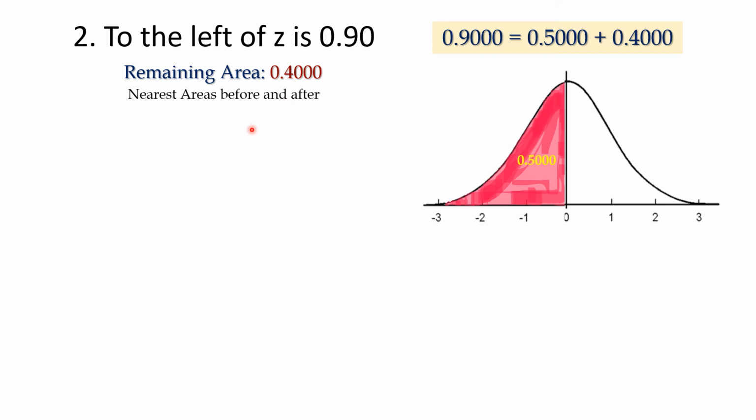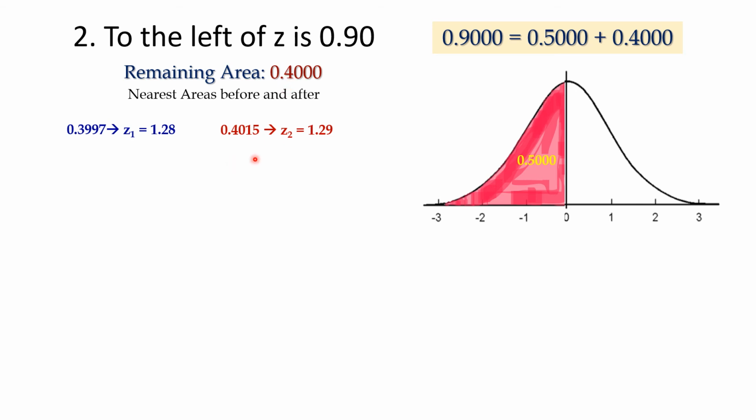Then we must look for the nearest areas before and after this given area. Upon consulting the z table, the nearest area before is 0.3997. Its corresponding z value is 1.28. And the nearest area after 0.4000 is 0.4015, and its corresponding z value is 1.29. In this case, as you can notice, the first area or the area before has only 0.003 before the remaining area, while the second or the area after is 0.0015 after the remaining area.